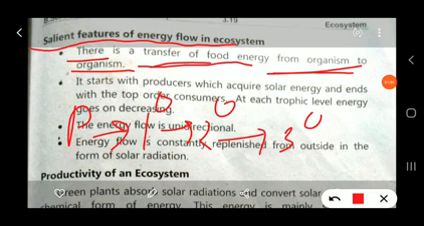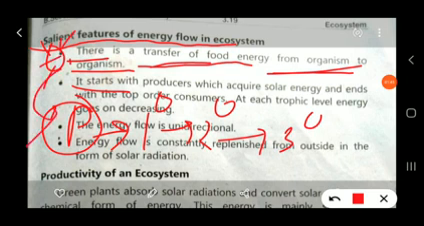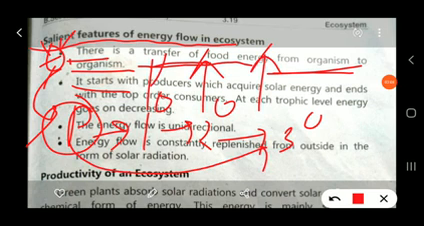It starts with the producers. Energy flow starts with the producer, because the sun is the source of light. This light energy is converted into chemical energy that is stored in the form of food, that is, in the form of carbohydrate. It starts with the producer, which acquires solar energy, and ends with the top order consumers. At each trophic level, energy goes on decreasing. We know that at each level, energy is lost in the form of heat.